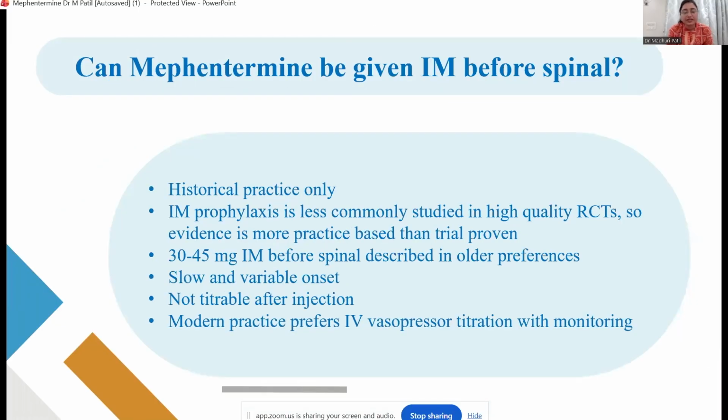So, can mephentermine be given IM before spinal? Most anesthesiologists followed this practice, but now it is historical. IM prophylaxis is less commonly studied in high quality RCTs, so evidence is more practice based than trial proven. 25 to 45 mg IM before spinal is described in older references, but it has a very slow and variable onset and is non-titrable after injection. Modern practice prefers IV vasopressor titration with monitoring.